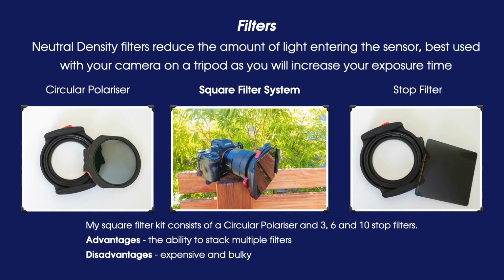I use a square filter system because it gives me options in stacking filters doing landscape photography. My kit consists of a circular polarizer, a 3-stop, 6-stop and 10-stop ND filter. The advantages of a square filter system is the ability to stack multiple filters. I can stack up to 3 filters at one time. The disadvantage is that they are expensive and bulky.